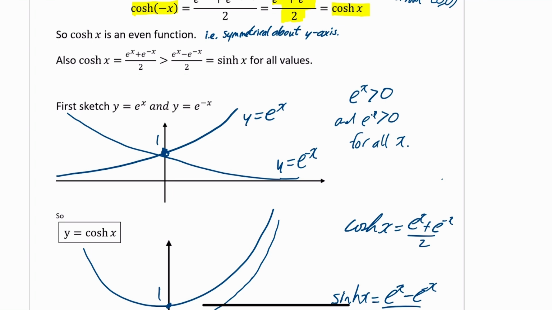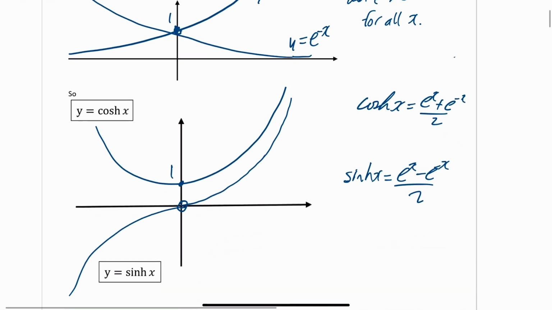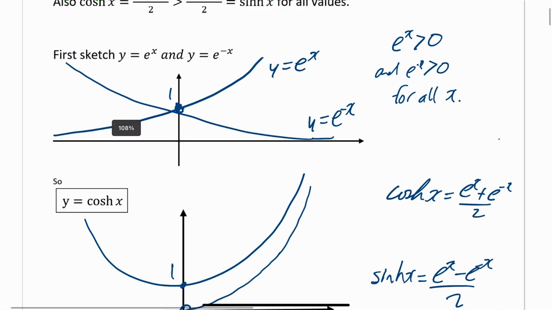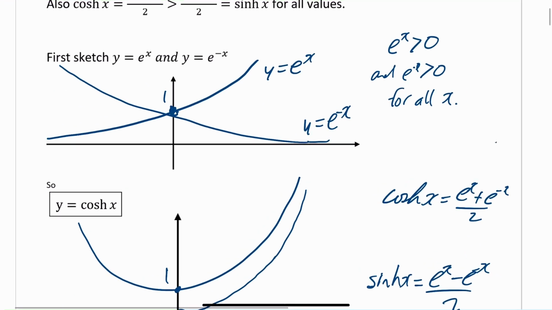So if we want to sketch, first of all, y is equal to hyperbolic cosh of x, the first thing we want to do is sketch what it is made up of. So hyperbolic cosh is made up of e to the x, and it's also made up of e to the minus x. So that's what those two graphs look like. Now look at what hyperbolic cosh is. Hyperbolic cosh is this thing here. So it is e to the x plus e to the minus x.